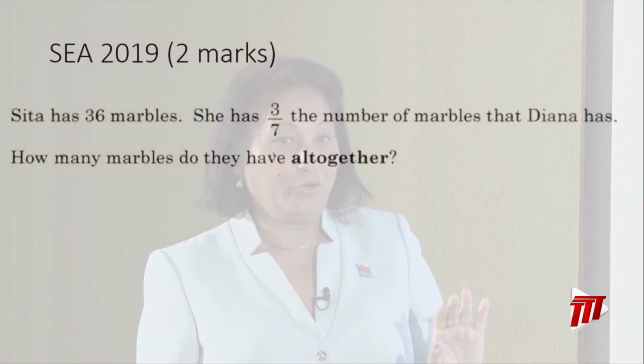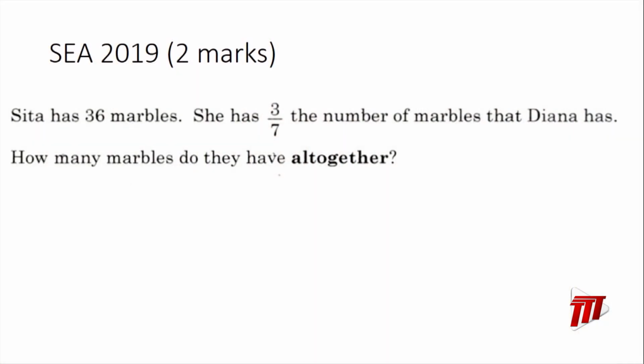Sita has 36 marbles. Very good. So we know Sita has some number of marbles, 36 marbles. She has 3/7 the number of marbles that Diana has. So Diana has another set of marbles. How many marbles do they have altogether? You understand the problem? Can we restate the problem in another way?